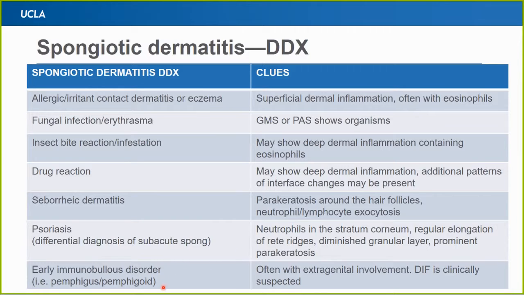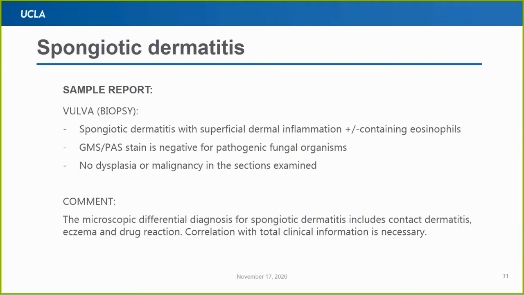Early immunobullous disorders such as pemphigus and pemphigoid may present as spongiotic dermatitis, but this often has extragenital involvement, so clinical correlation is key. And DIF should be performed when suspected clinically. In the end, we may only be able to partially narrow down the differential on the biopsy, and correlation with clinical findings will be necessary to determine the exact cause. Because many different entities can result in spongiotic dermatitis, these cases often get a descriptive diagnosis with a narrowed down differential based on the clinical features and the presence or absence of the clues. So this is one of the examples of a very common scenario.